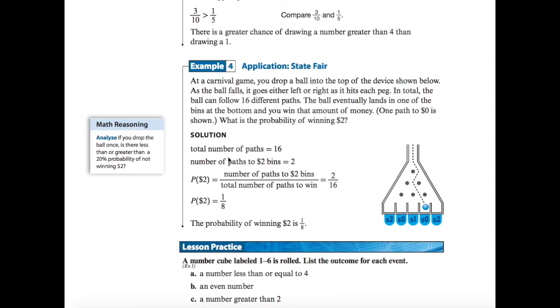Here's our solution. You've got the total number of paths, 16. The number of paths to $2 is 2. You've got 1 here and 1 here. The reason they calculate 16 is because it could bounce and go this way, bounce and go that way, bounce and go this way. So that overall adds up to 16. The 2 paths that you want to win are only 2 out of those 16 paths, so you've got a 1 in 8 chance of winning.